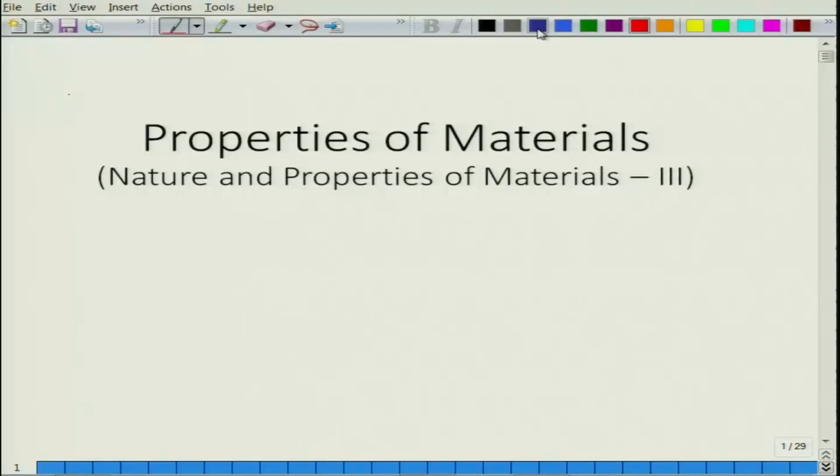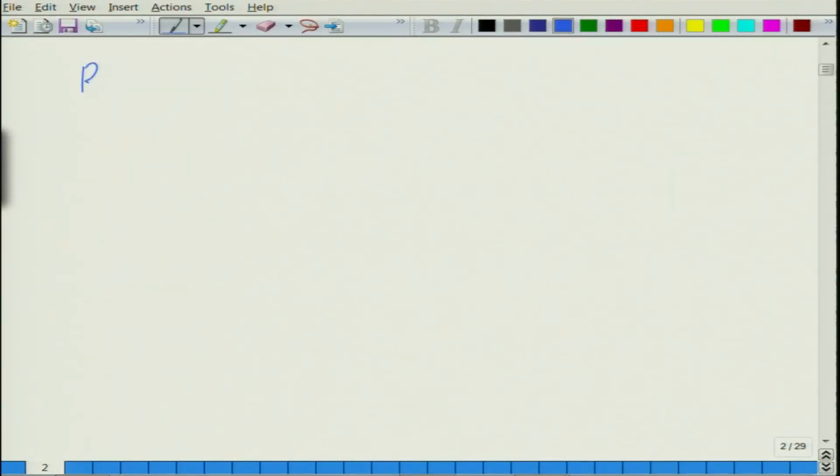So, welcome to the course again, this course Properties of Materials. Let us just briefly recap what we did in the last lecture. In the last lecture we finished our discussion with the elastic modulus.